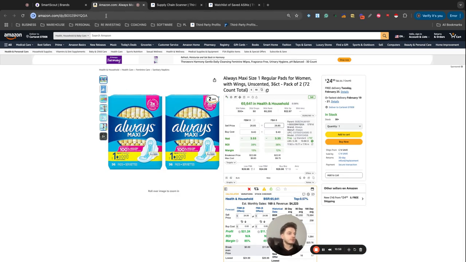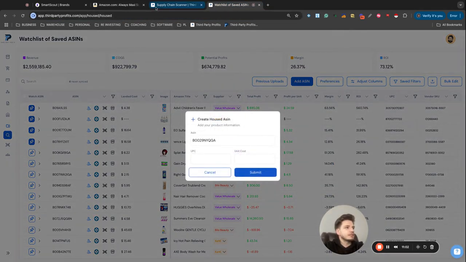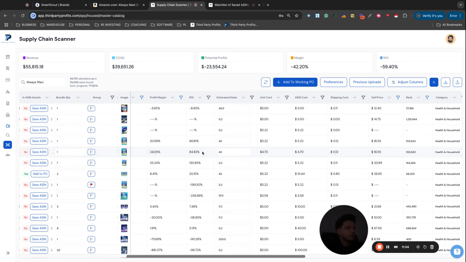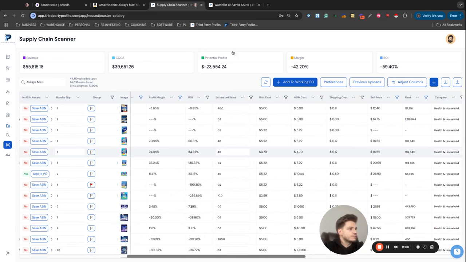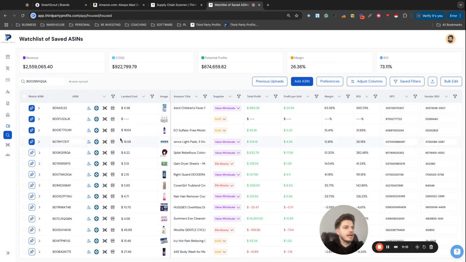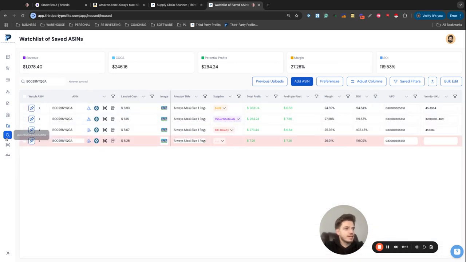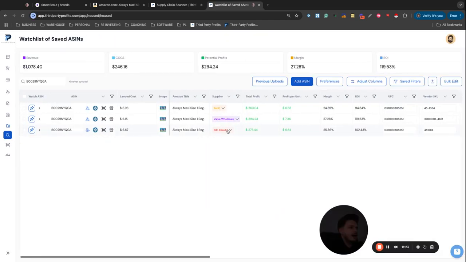So let's save this product real quick. We're going to watch list, saved ASINs. We're going to hit add ASIN. Let's add this UPC here. Our cost was $4.70 a unit. We're going to search that ASIN. We're just going to fetch it. So it's actually in our system already, which is awesome. So we already found it.